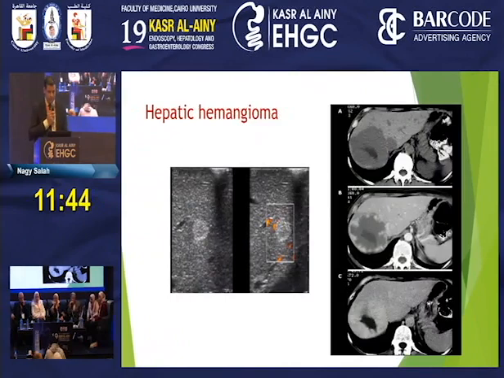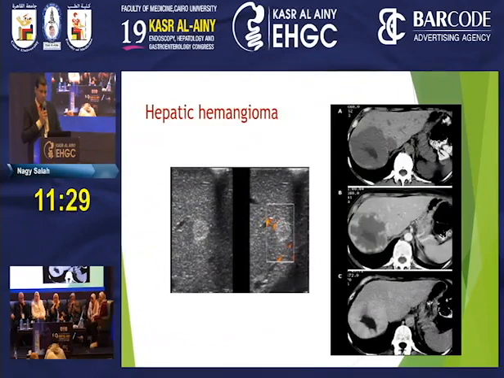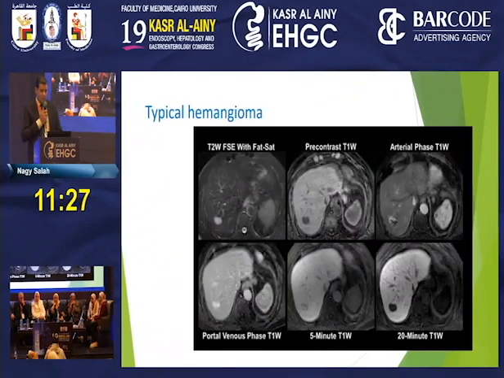Here, ultrasound shows a hyperechoic well-defined lesion in the right posterior lobe, and non-contrast CT shows a hypodense lesion with peripheral arterial enhancement and centripetal filling in delayed phases. Another case of hepatic hemangioma on MRI shows pre-contrast low T1 and high T2 signal, and peripheral nodular enhancement at arterial phase, and washout in delayed phases.